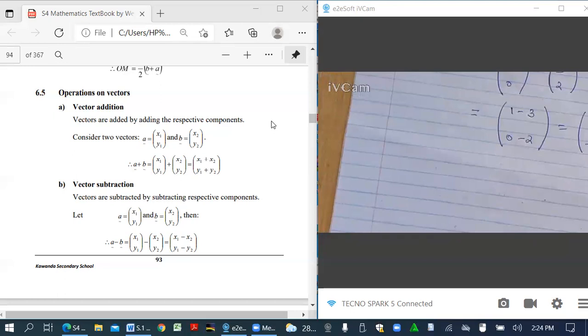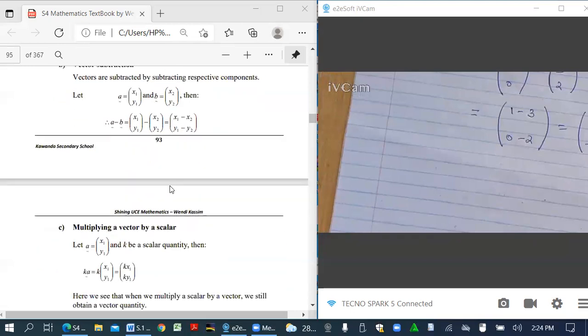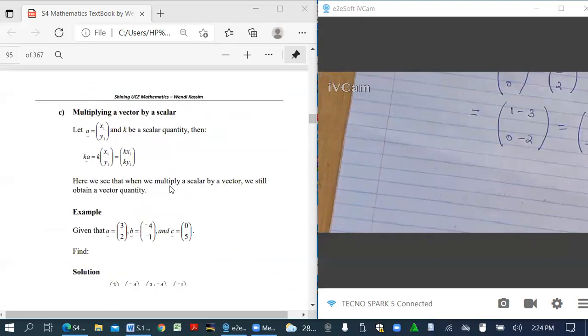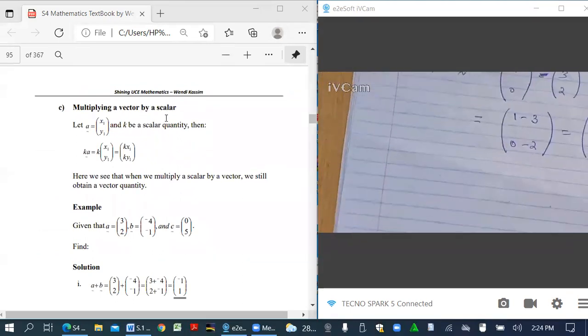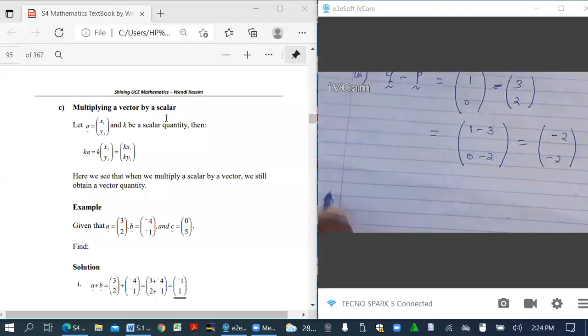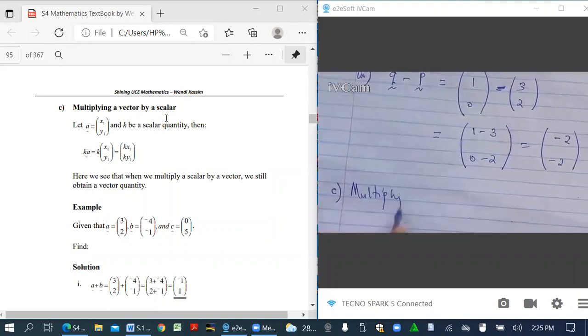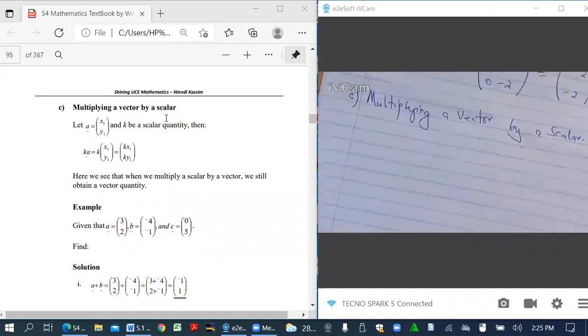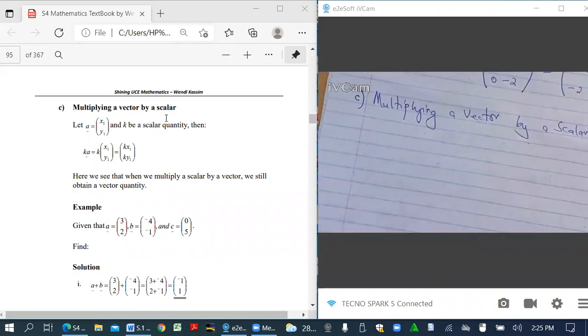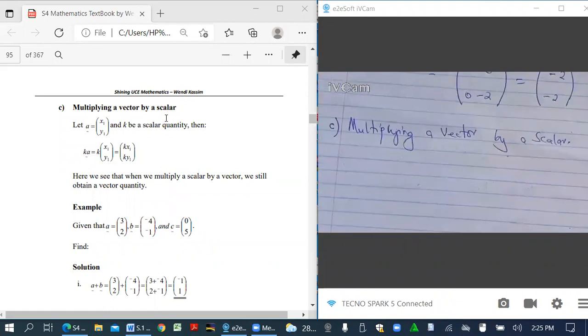Okay, we are moving to the next concept, which is multiplying a vector by a scalar. Can you write that heading? Concept C, multiplying a vector by a scalar. Who can remind us? We know what a vector is. What is a scalar?